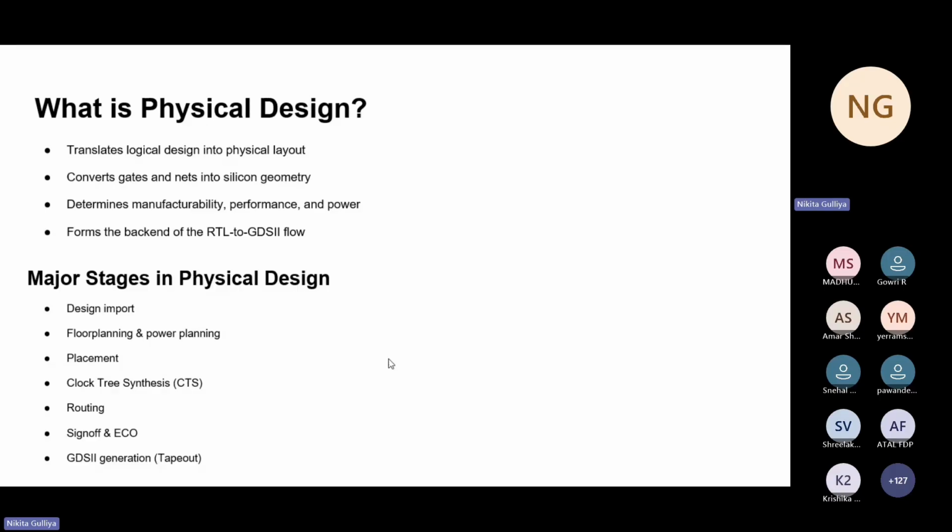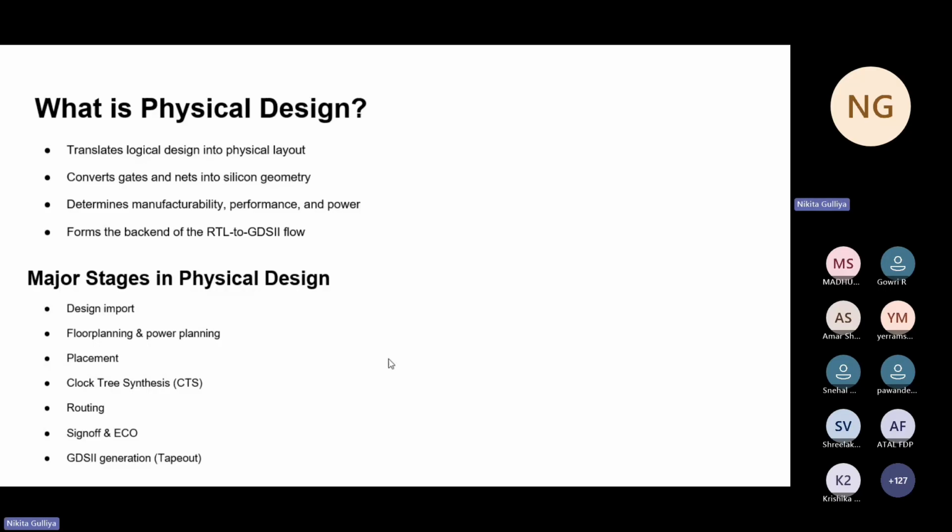Moving on to the physical design. So, what is physical design? Physical design converts the logical netlist into a physical layout. It determines manufacturability, performance, and power, and forms the backend of the RTL to GDS2 flow. This stage translates gates and nets into actual silicon geometry.